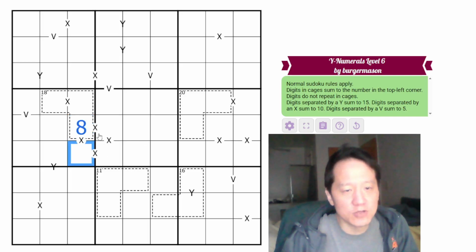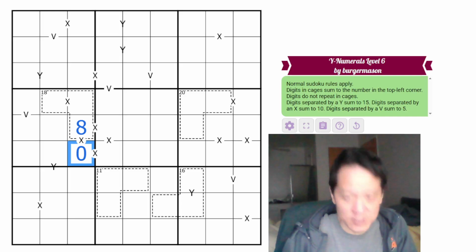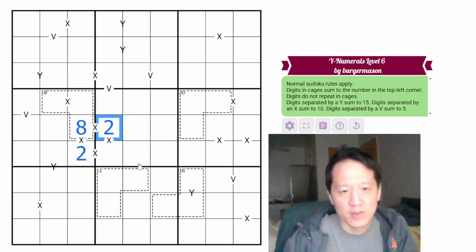And 8 can only add up to 10 with 2. So this is 2, and this is 2. Well, 2 adds up with only 8 to add up to 10, so this must be an 8 then. So we have a 2, 8, 2, 8, essentially a pair.